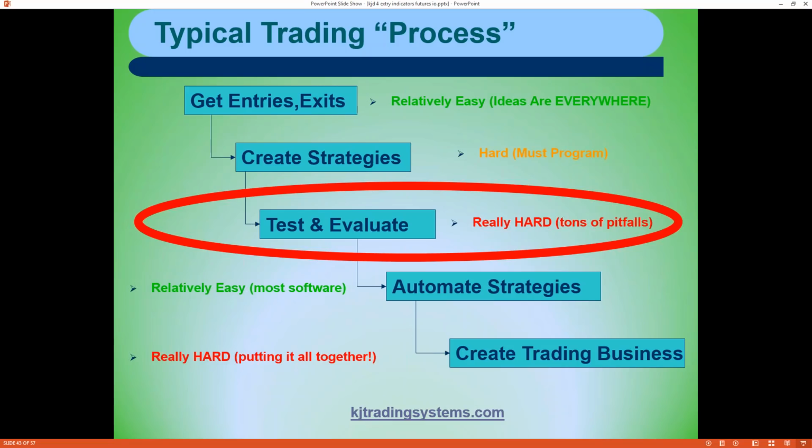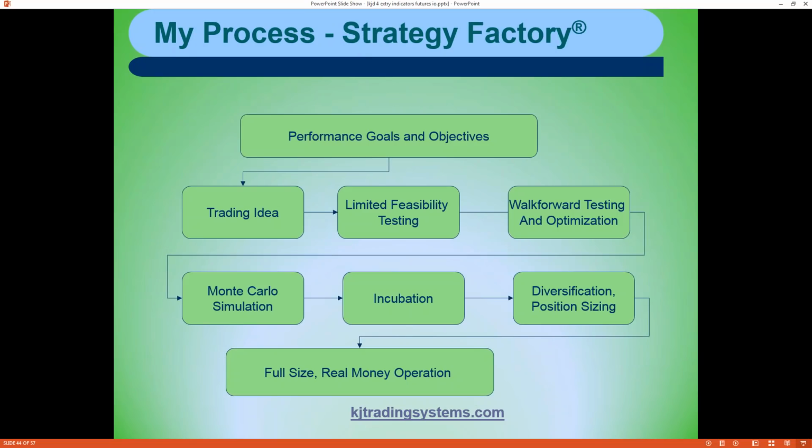And that's where some of what I do can help people, because I've been through it. I've done it. I made so many mistakes. I eventually came up with my own process, got a trademark on it. It's called the Strategy Factory. It takes you from goals and objectives for a strategy or for your trading, and it runs through all these steps, machines, if you want to think of it as a factory, until you get to real money trading.